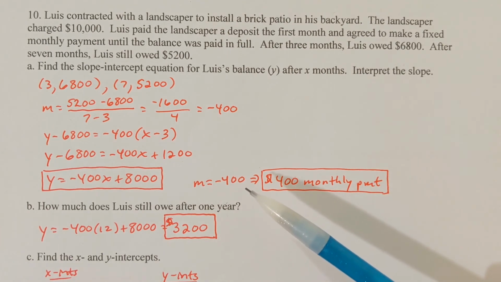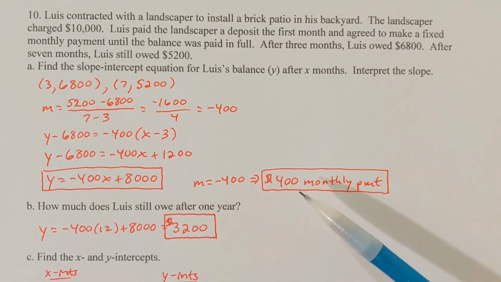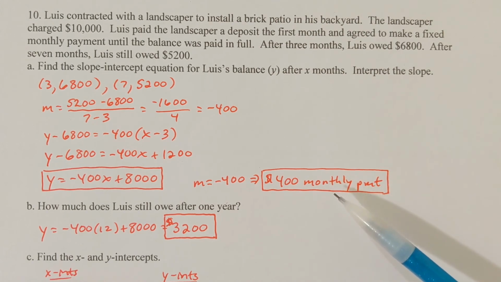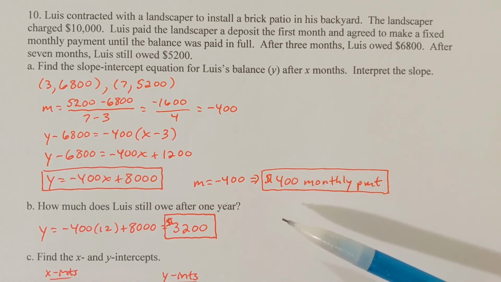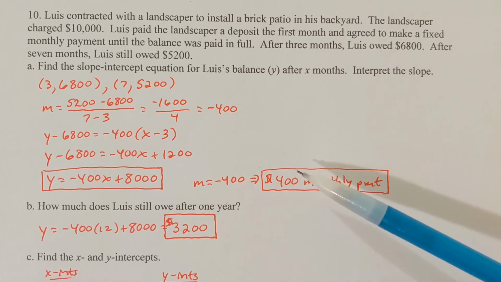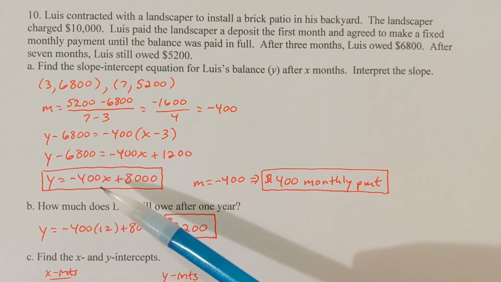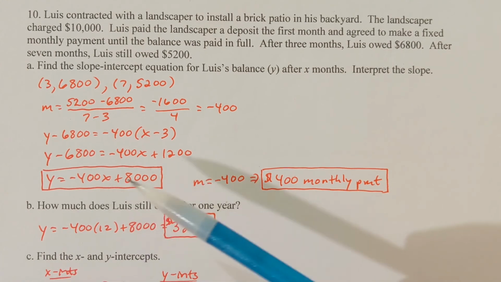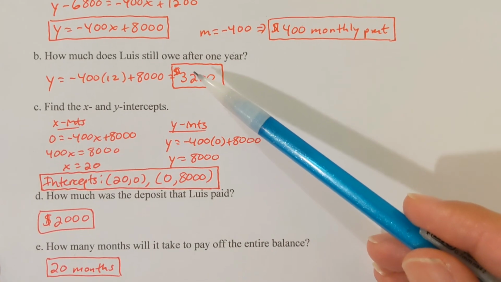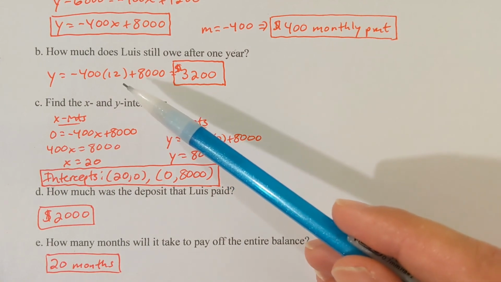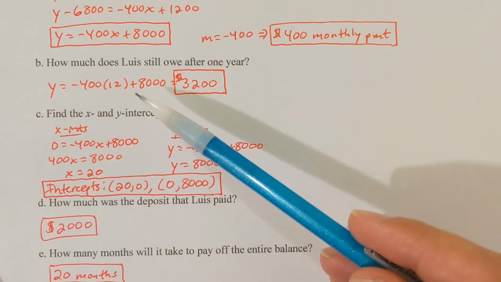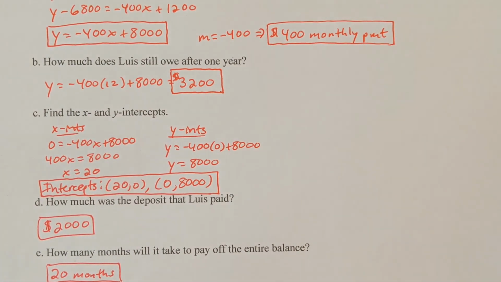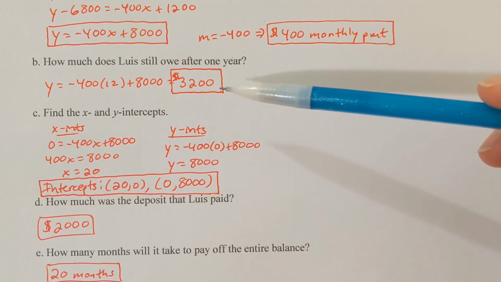Okay, now m equals -400 means that there's a $400 monthly payment. This person is paying $400 each month, and nobody's giving him money. He's losing money, so that's why that's a negative slope there. How much does Luis still owe after 1 year? 1 year, there's 12 months. So x is 12. y is equal to -400 times 12 plus 8,000, which gives me 3,200.